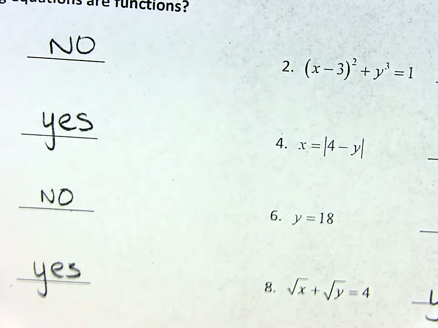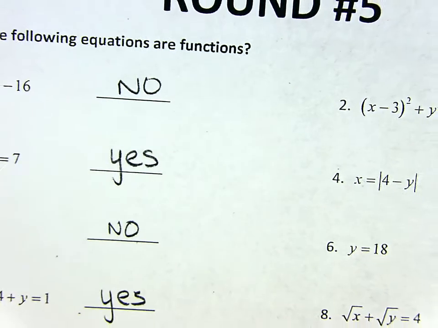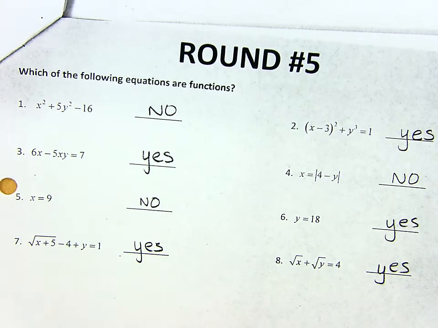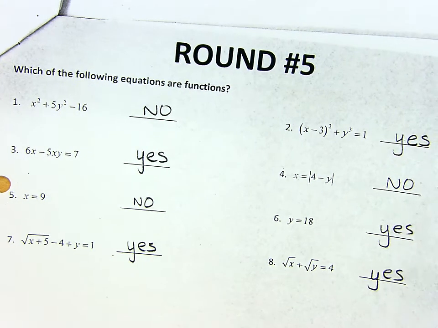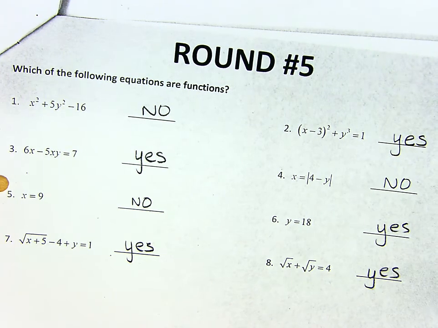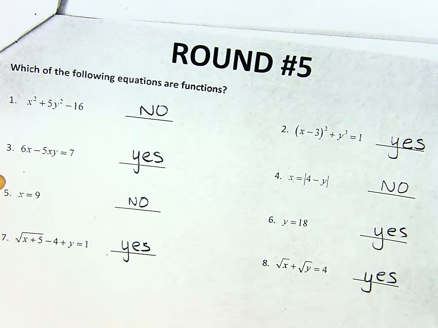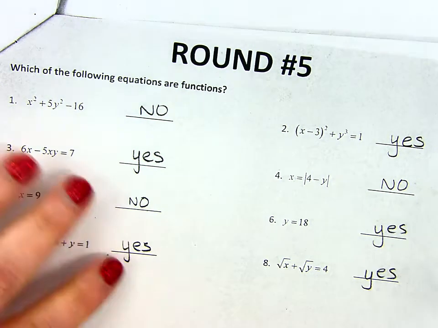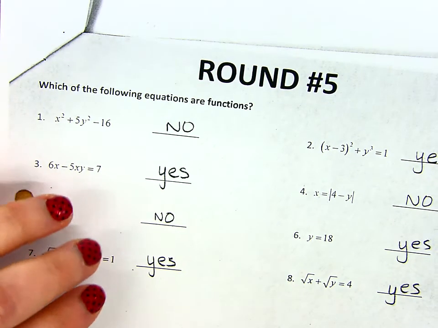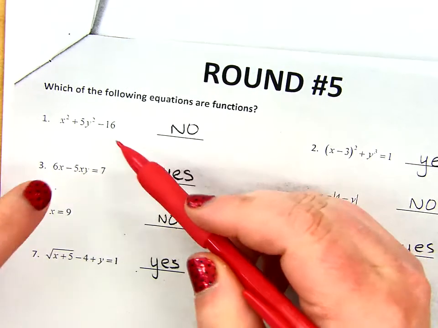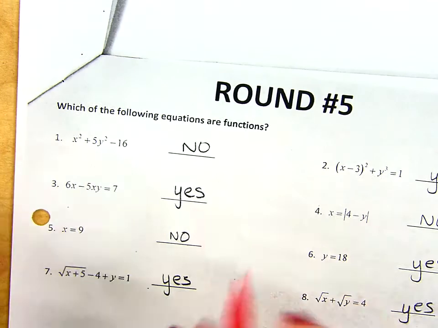So round 5. Which of the following equations are functions? So for these, you basically want to get y by itself. When you get y by itself, if it's equal to a plus or a minus, you know right away it's a no. Okay, so let's do a couple of them. So number 1, for example, I'm going to get y by itself.